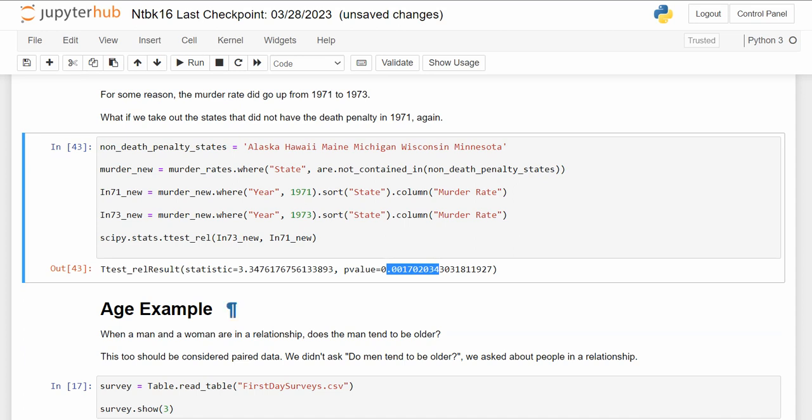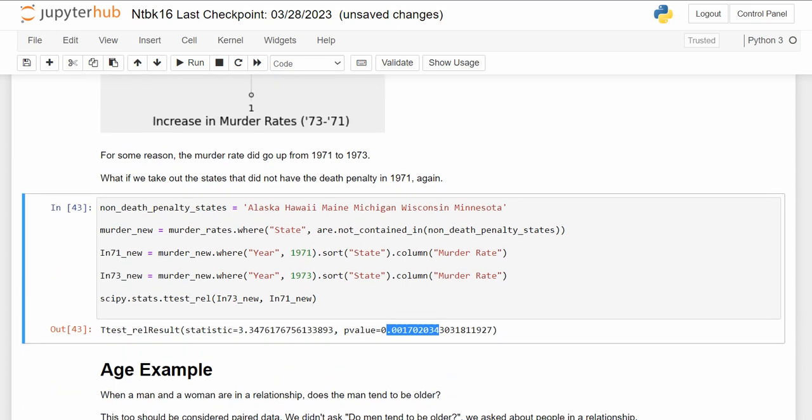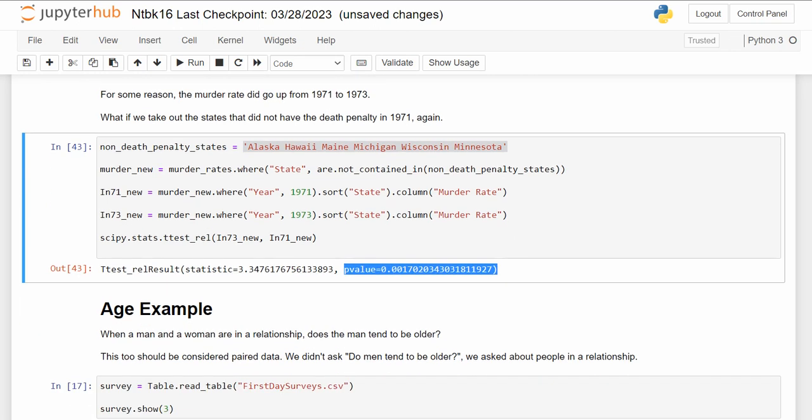Okay, so it turns out that even when you throw away these states that don't matter as much, because if they didn't have the death penalty in 71, then there was no change from 71 to 73. So if you throw out the 6 states where there was no change, we still in fact get a small p-value and we would reject the null.